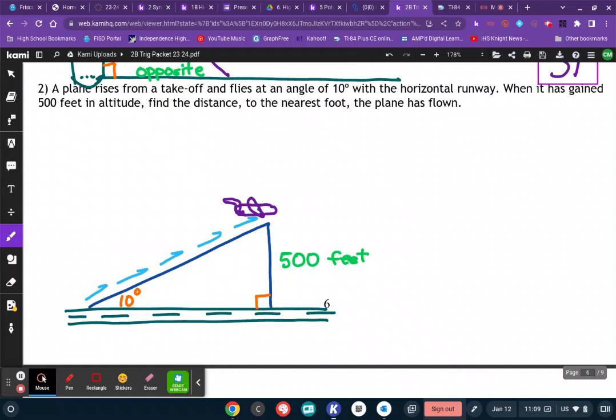No. I was shaking my head because that's exactly what Arjun was asking. It's a big question, right? Which one is it? Let me read it again. It says, what is the distance that the plane has flown?